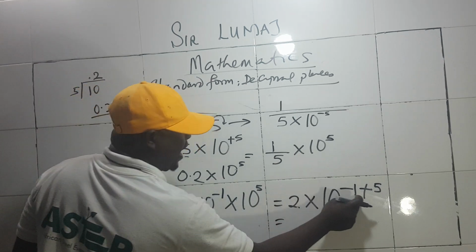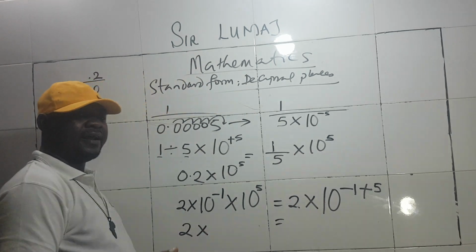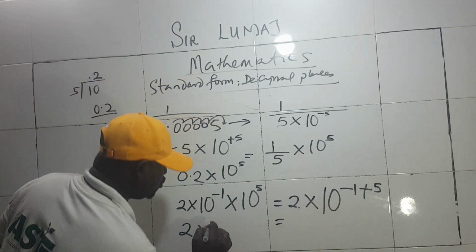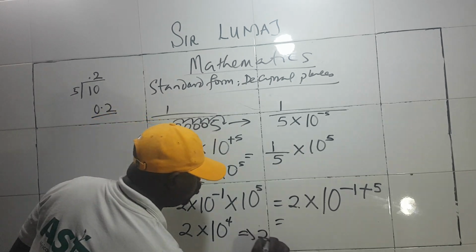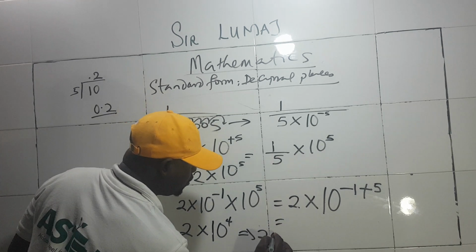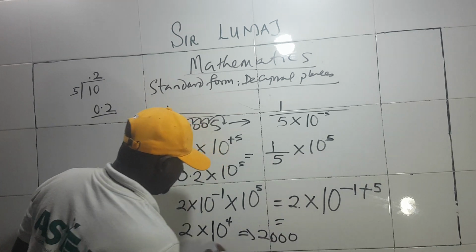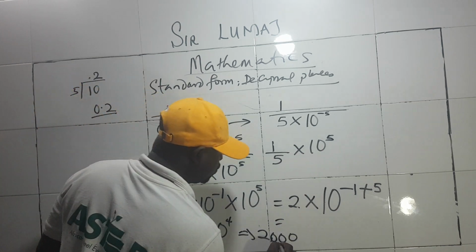So that will be, I'm owing 1 naira. I have 5 naira. If I pay 1, it will remain 4. So I have 10 raised to power 4. So this is 2 times 10 raised to power 4. That will be 2 times 10,000. That's what? 20,000.